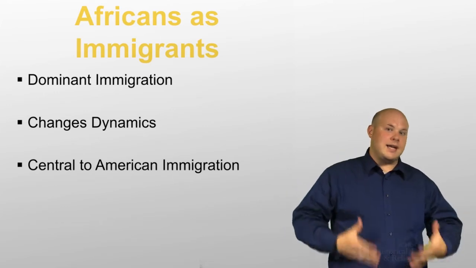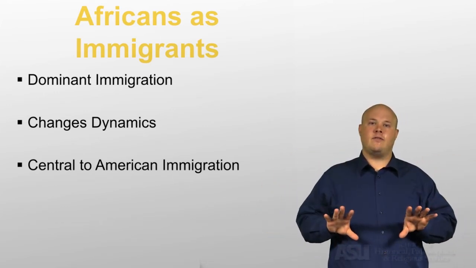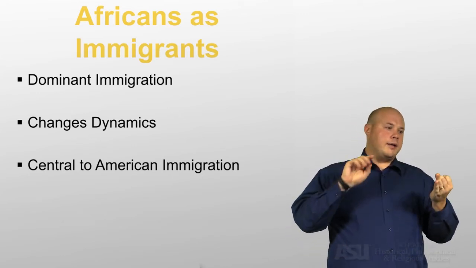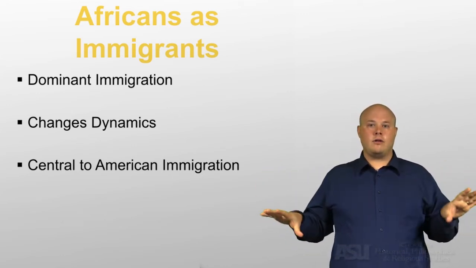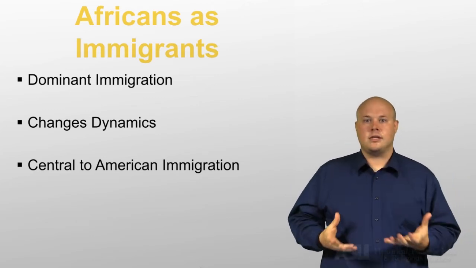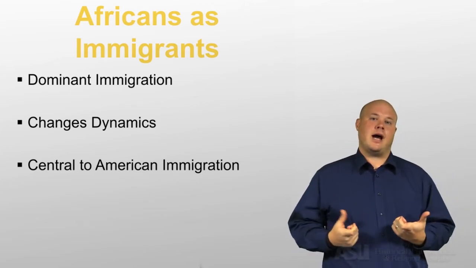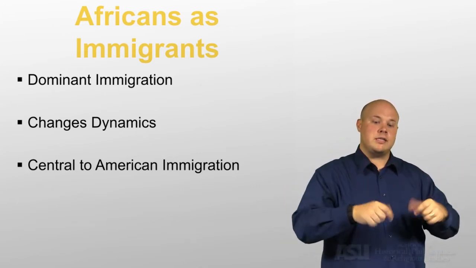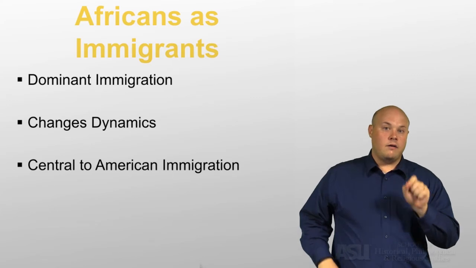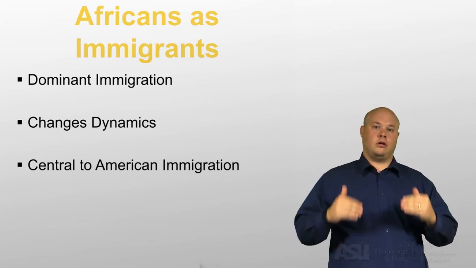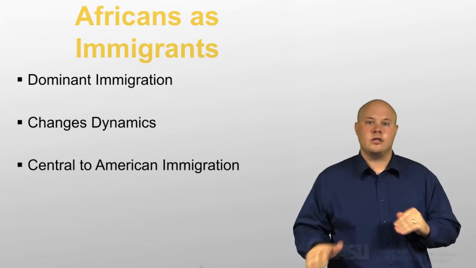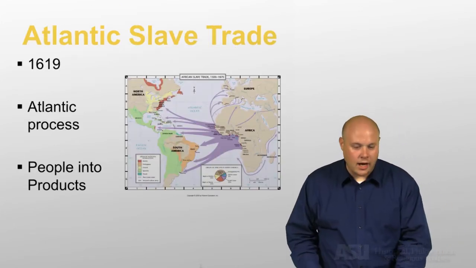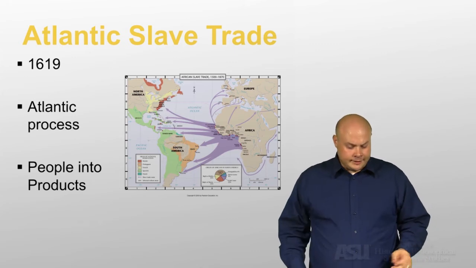So to excise Africans from our conversation of immigrants not only removes the largest number of people coming over, it blinds us to the reality of colonial society and the importance of slavery in building that society. The thing that makes America an enticement to other immigrants was built because of enslaved Africans. So this is central to American immigration. It's central to understand African immigration as a part of this. And of course, what are we talking about? We're talking about the Atlantic slave trade.